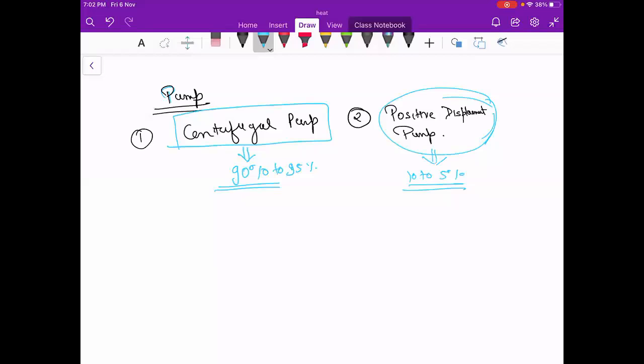Ideal CSTR has infinite mixing. Yes, in that there is infinite mixing. Moving bed reactor, slurry reactor, rotary kiln, fixed bed reactor. Yeah, then CSTRs are not good, na? CSTRs are not good.